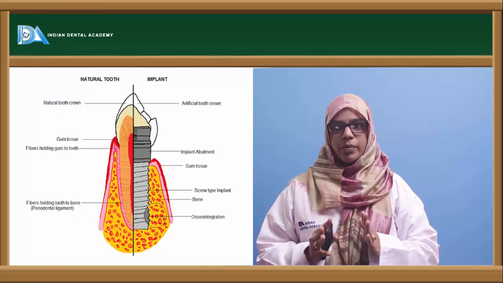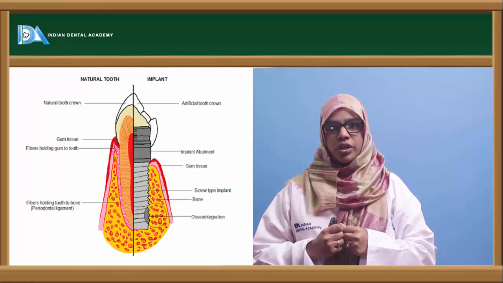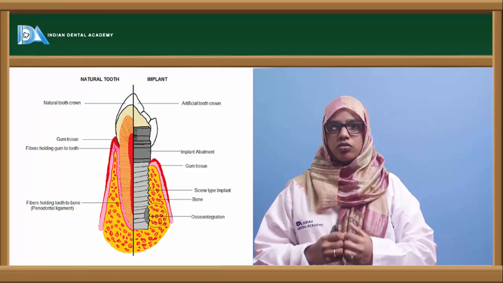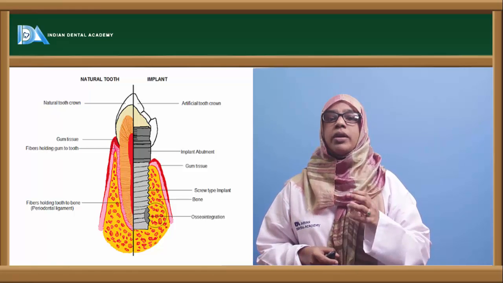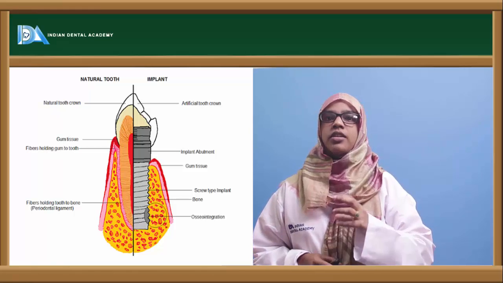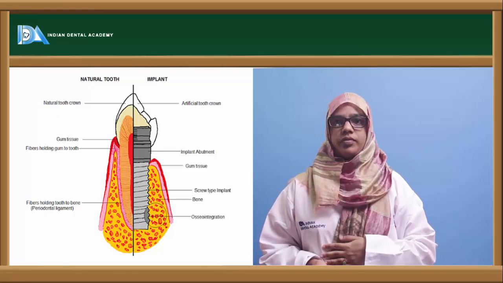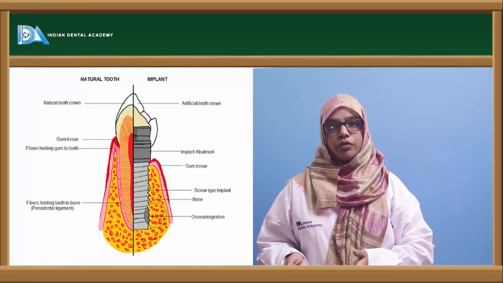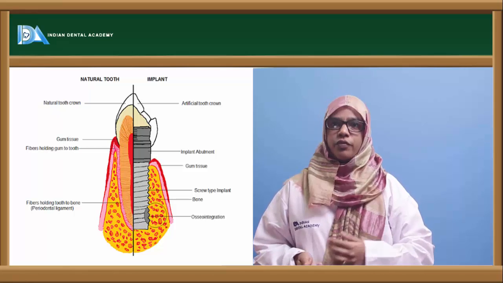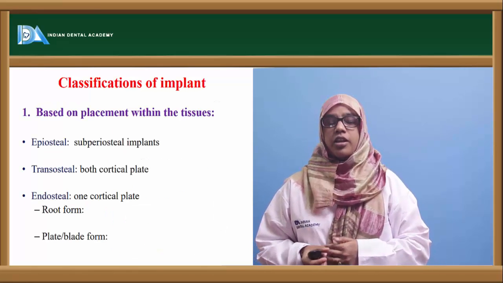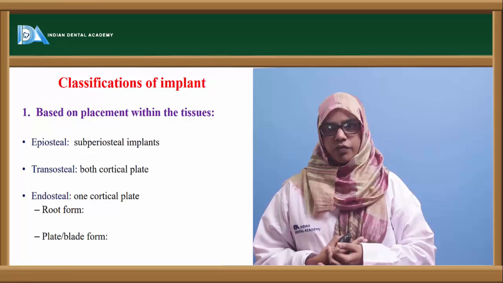Though it doesn't have a periodontal ligament, there is fixed osseointegration, still the stresses are distributed evenly and it maintains the volume as well as the density of the bone. This is how implant is beneficial over the removable partial denture and fixed prosthesis. Now let's move on to the classification of implant.